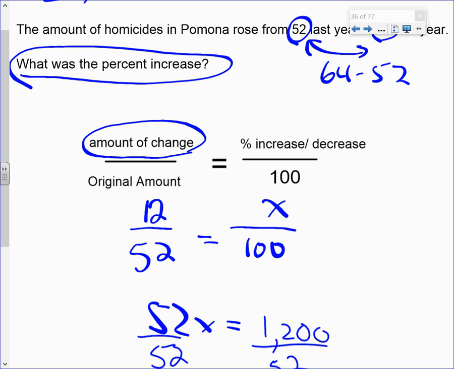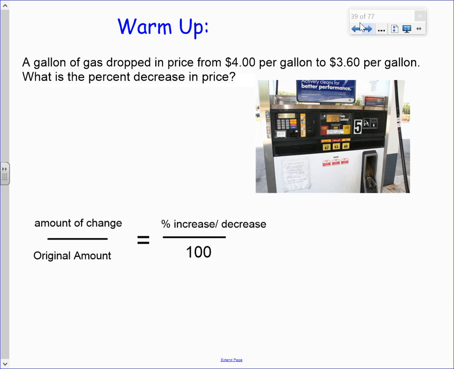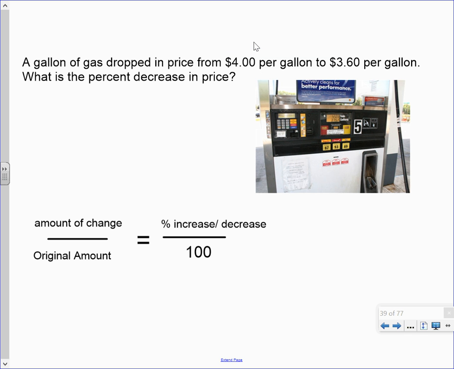Let's try a different example that's not so depressing, because this is homicides. Let's go to the mall. Actually, let's pump some gas. This will be example 2.